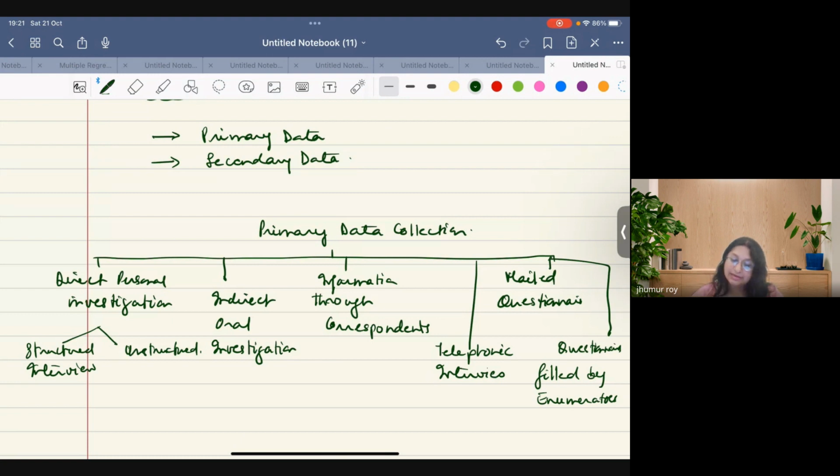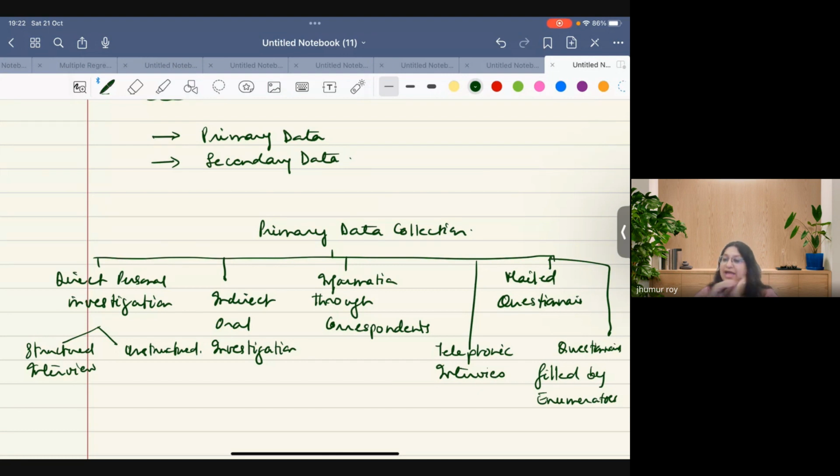So the next one is telephonic interviews. Now, suppose you lack time and you cannot go to so many different places to collect data, then what do you do? Then you will try to find out through the telephone. You might just call up the person and say, okay, please, can you help me? I want some information regarding this particular thing. I'm conducting a sample survey. So can you please help me by providing the required information. So that will come under the telephonic interview method.